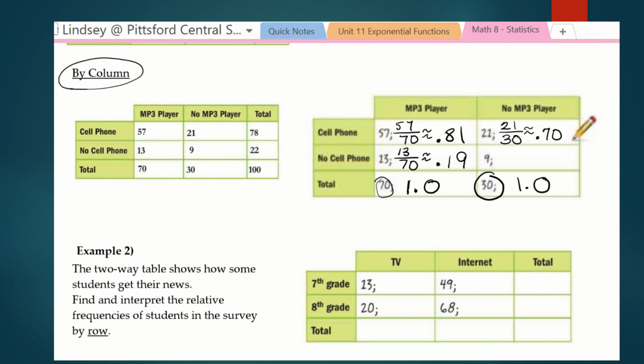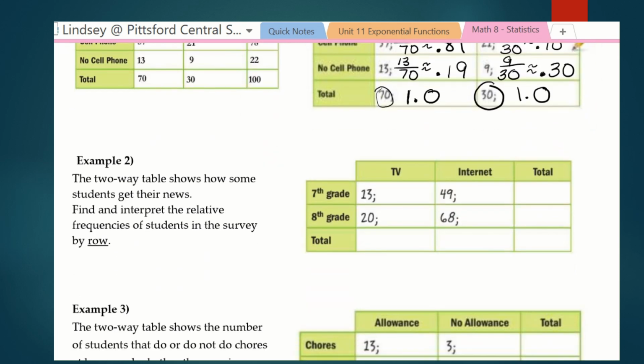All right, out of the folks that do not own an MP3 player, 9 also don't own a cell phone. So 9 of the 30 kids also don't own a cell phone. And when I divide that out, I get approximately 0.30. So 0.7 plus 0.3 adds up to 1.0. What this is telling me is about 70% of kids that do not own an MP3 player do own a cell phone, and about 30% of kids that do not own an MP3 player also do not own a cell phone. All right, let's take a look at example 2.